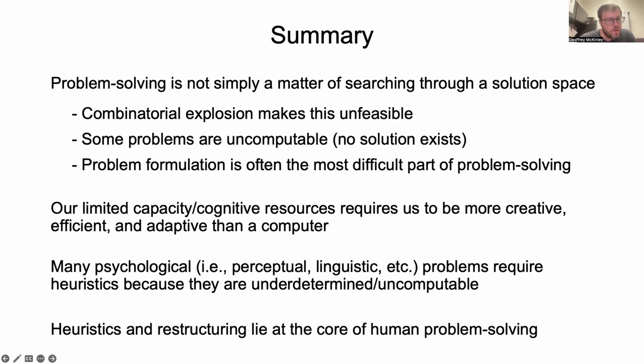Another thing that's important to remember is that our limited capacity or cognitive resources require us to be more creative, efficient, and adaptive. The way we do this is by using heuristics and restructuring. And many psychological problems require heuristics because they are underdetermined or uncomputable. Okay, and that's it for this lecture series.